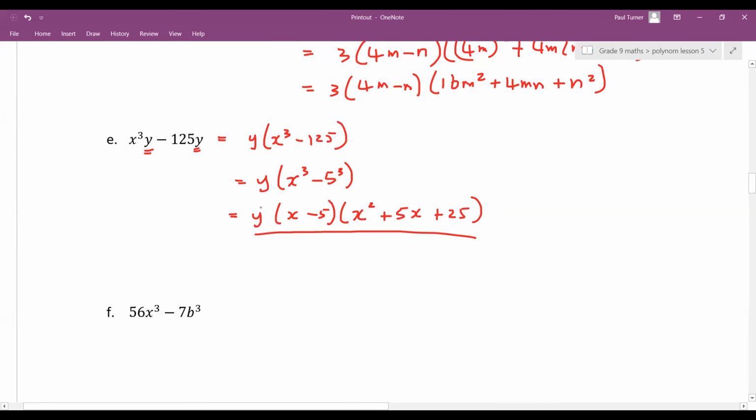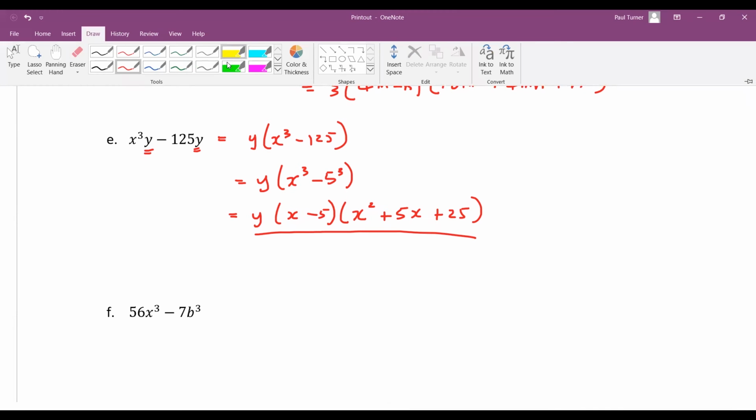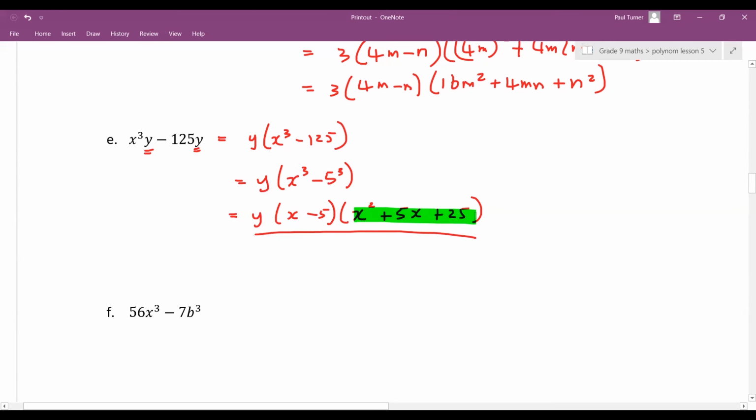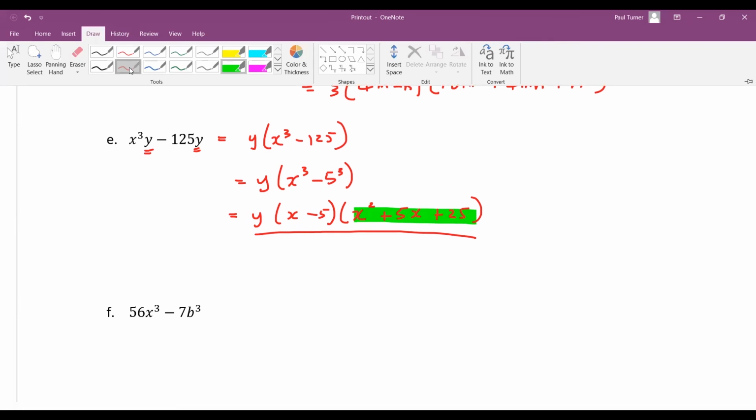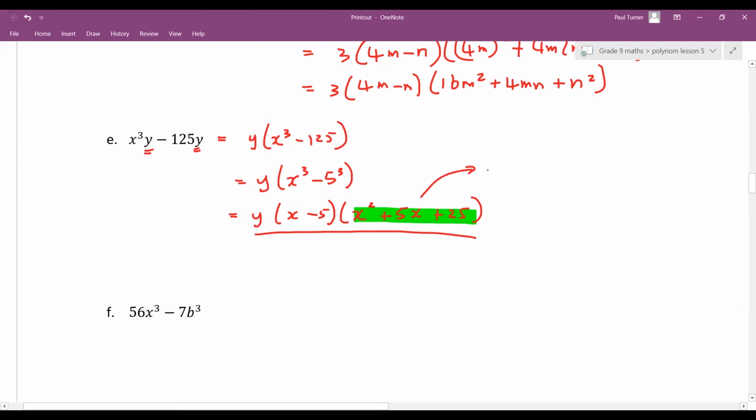Some questions will have 3 parts, 3 factors. So y, x minus 5, and this part here. One thing before I forget, this part normally can't be factorized anymore with real numbers. So no further factorization needed.